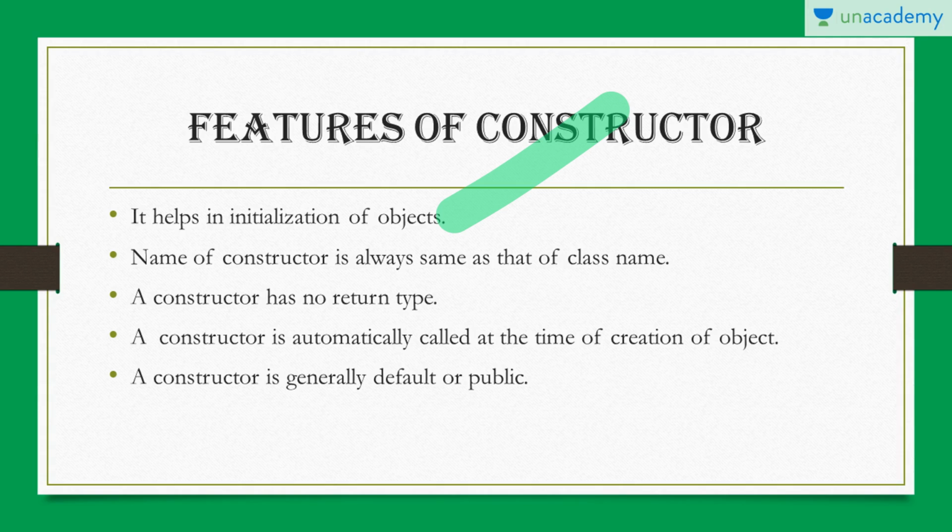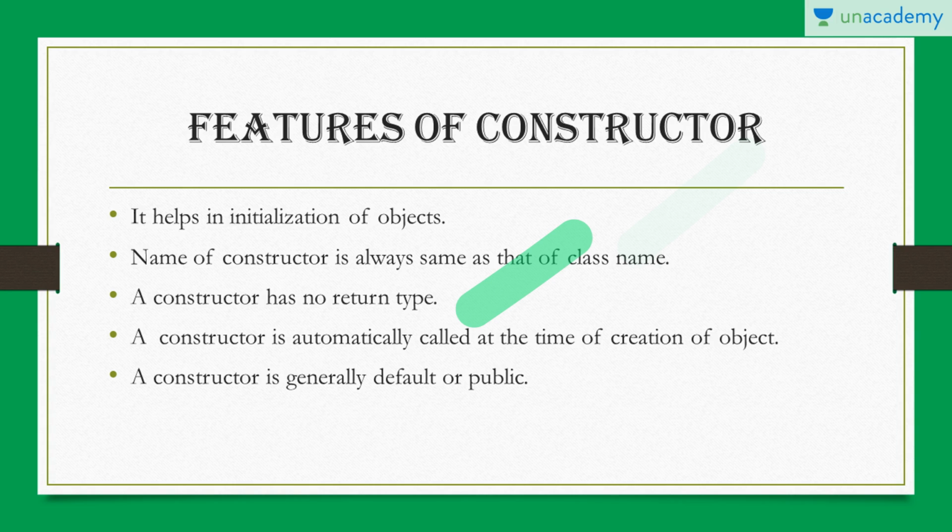Now the name of a constructor is always the same as that of the class name. It means that whatever is the name of the class, the constructor name should be the same. A constructor has no return type, not even void. Void is also a return type, so a constructor can have no return type.